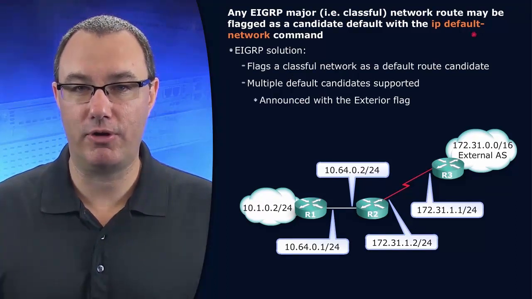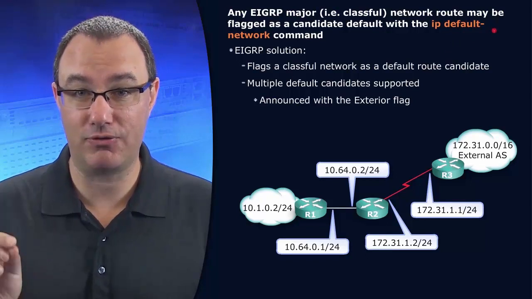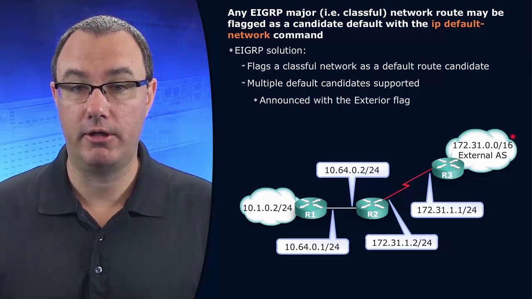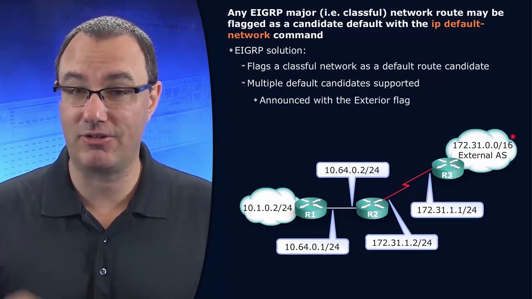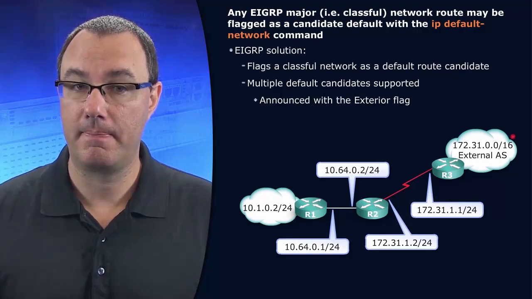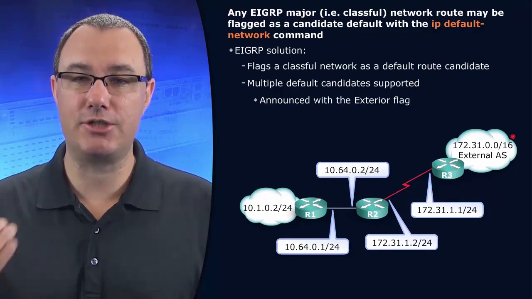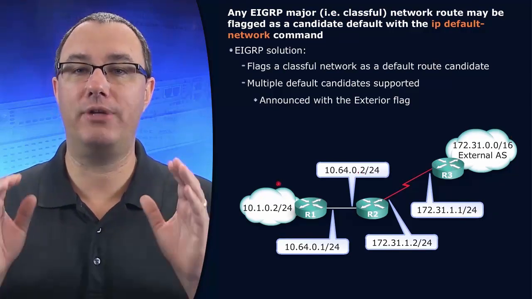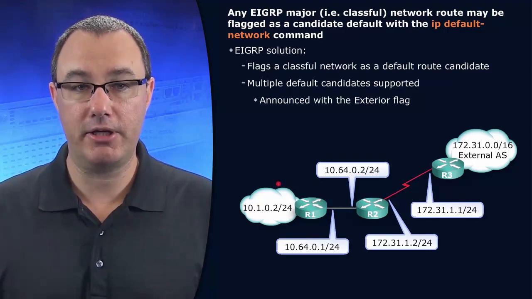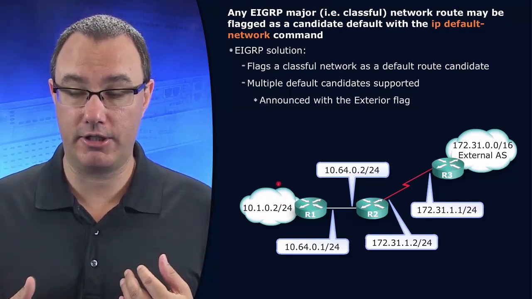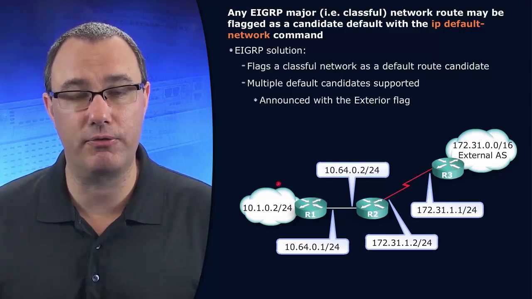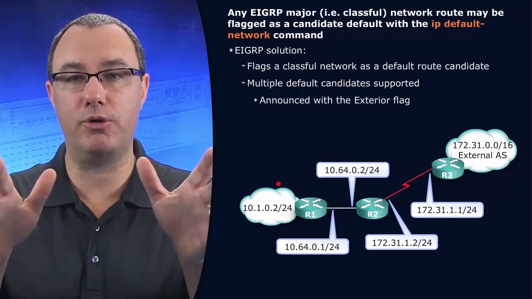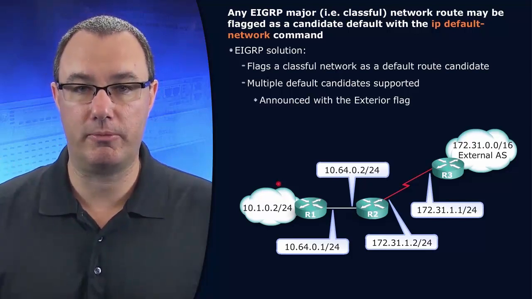So if I use the default-network command, I better be pointing to a classful network, such as maybe 172.31, because as a /16 network, that's classful. So I could do that. And so you're going to announce this into your autonomous system. So then all of the other routers know the exit point of your autonomous system. Because if you just build a default static route, you're only helping out yourself. But if you then follow that up with the ip default-network command, you're going to spread the word about that to your autonomous system.